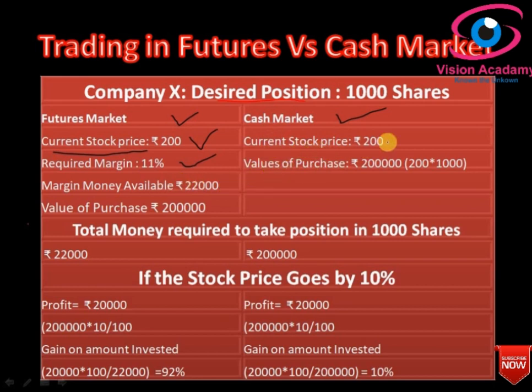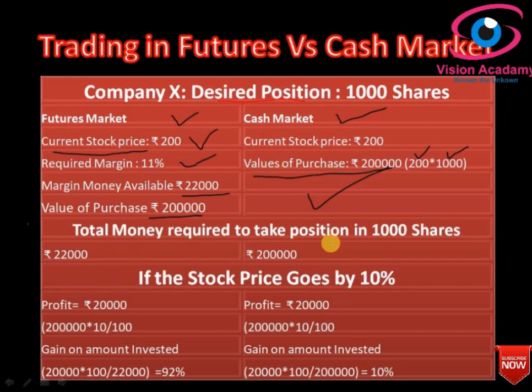Here, if you are going to buy 1000 shares at 200 rupees per share, your total value will be 200 into 1000, that is 2 lakh rupees. The value of purchase under the cash market is 2 lakh rupees, and you have to pay 11% margin in case of the futures market. So if you calculate the margin money, 11% of 2 lakh is 22,000. Here in the futures market also, the total value you purchase is 2 lakh. Additionally, you are running through margin in the case of the futures market, whereas in the cash market you are running through only cash.